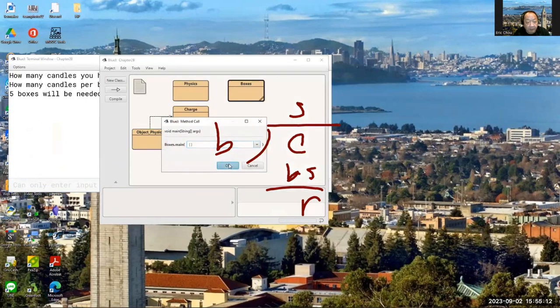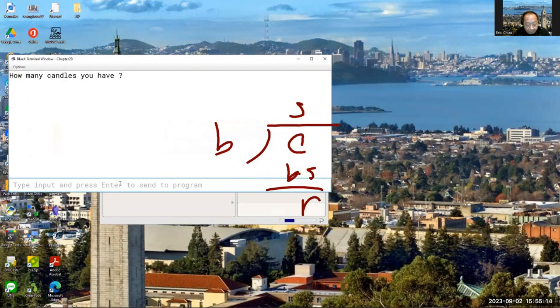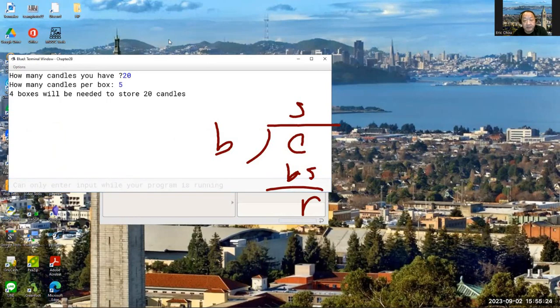And then if you have, here, let's have 20 candles, and then you will have 5 per box, you have 4 boxes. Is that okay? Yeah.